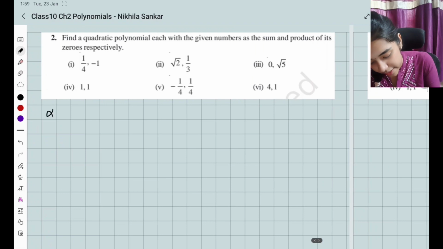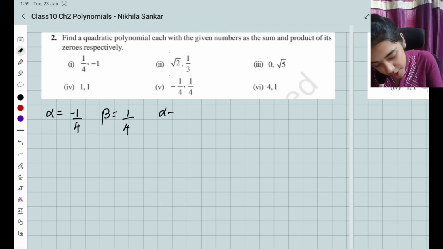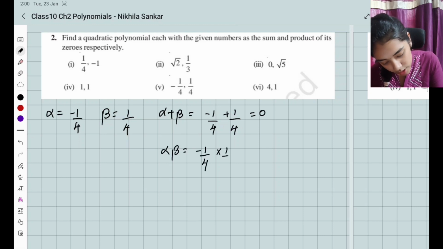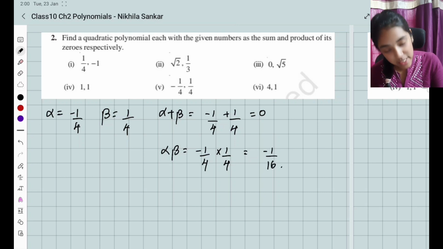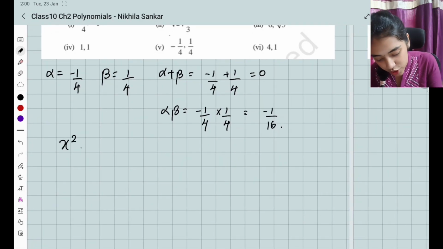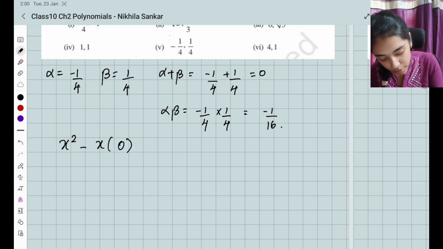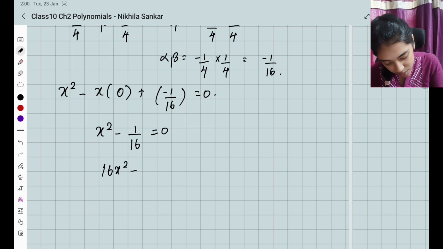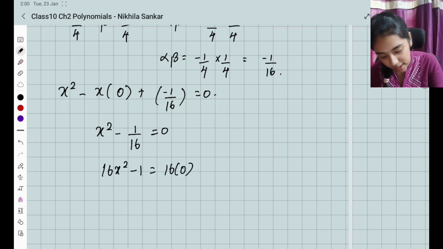Question number 5. So we have alpha equals minus 1 by 4 and beta equals 1 divided by 4. So alpha plus beta equals minus 1 by 4 plus 1 by 4, which is going to be 0. And alpha beta equals minus 1 by 4 into 1 by 4, which is going to be minus 1 divided by 16. Okay, what is the equation? x² minus x into the sum of zeros plus product of zeros, so minus 1 divided by 16 equals 0. So we have x² minus 1 by 16 equals 0, or you can multiply by 16 and say 16x² minus 1 equals 0. Now we are directly writing it as 0. So this is going to be the equation.